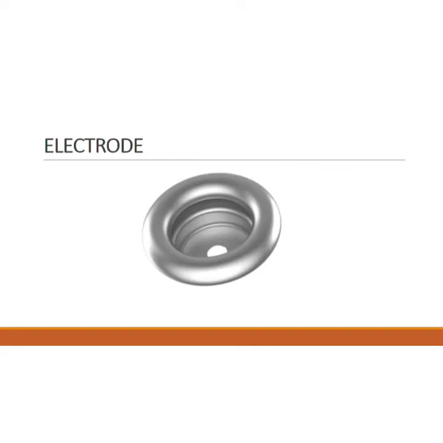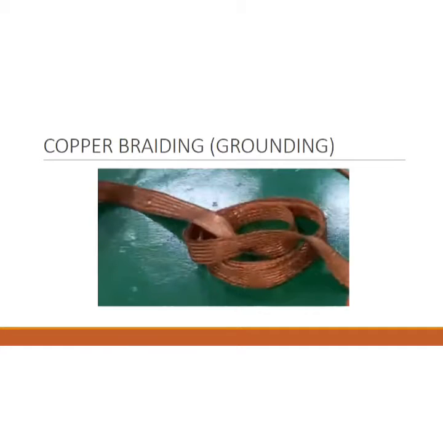Third is the electrode. The function of the electrode is that it is used together with the grounding switch, and to reduce corona discharges on the high voltage part of the different configurations. Fourth is the copper binding, which is used as grounding. The copper binding can be used to make ground connections between the individual high voltage apparatus.